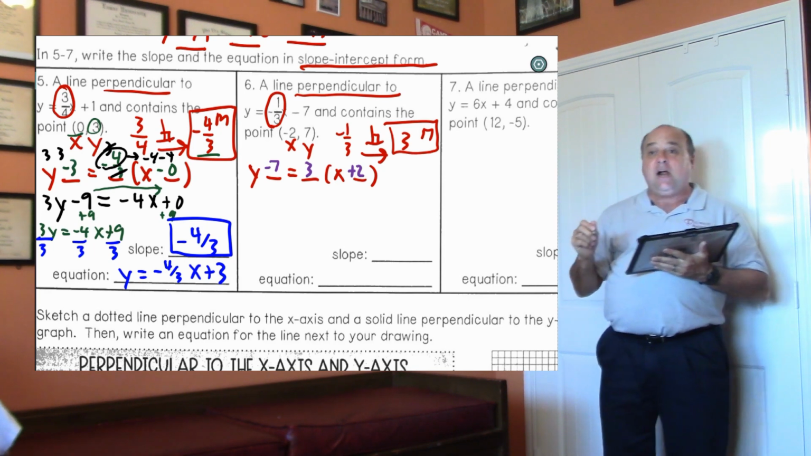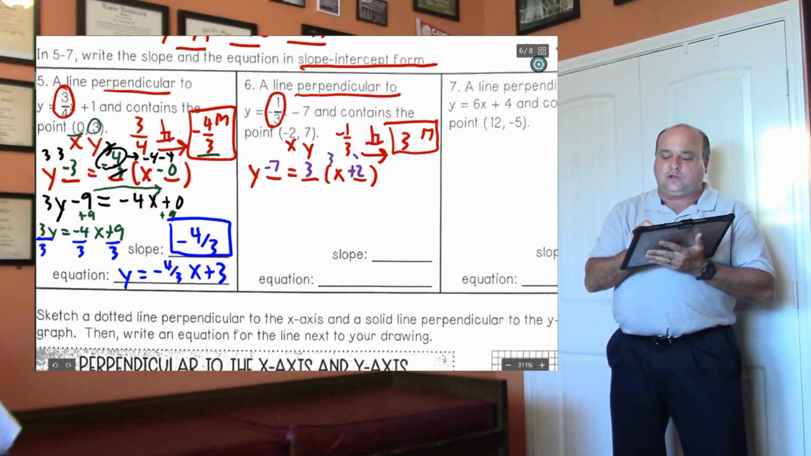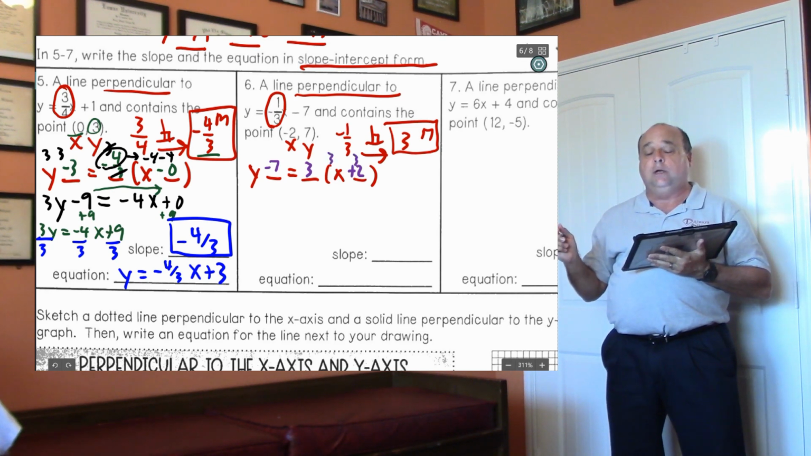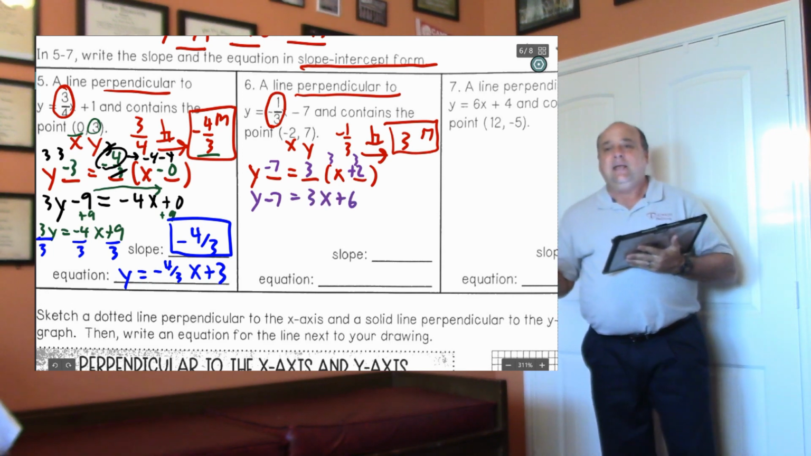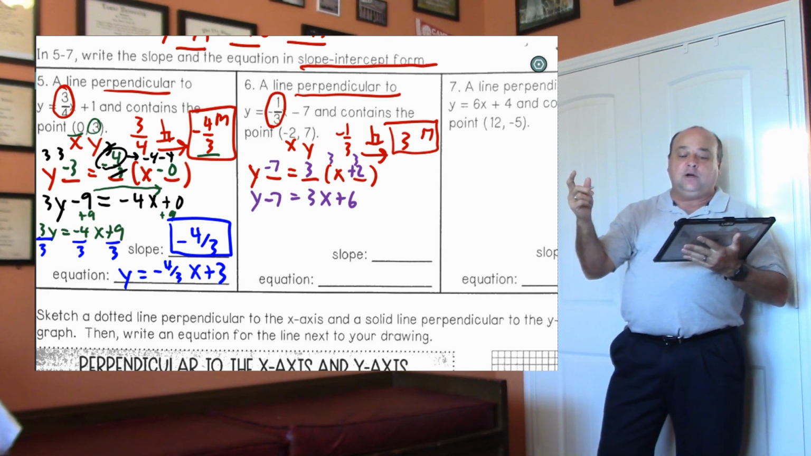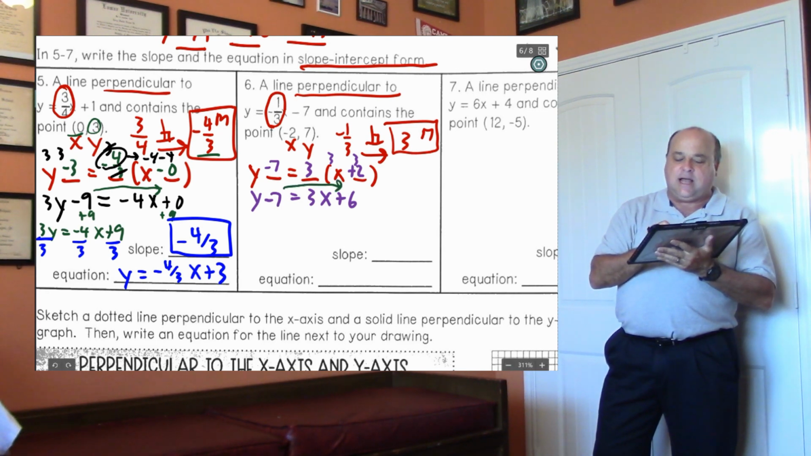Now then, we don't have a fraction here, so this won't be hard. So the 3 is going to get distributed to the x and the 2. So we're going to have y minus 7 equals 3x plus 6. Piece of cake. Now then, we want y-intercept form, so all we got to do is move this 7 over. Every single time, that's the first step, is to move that number over.